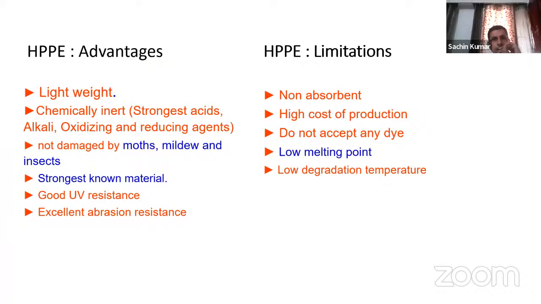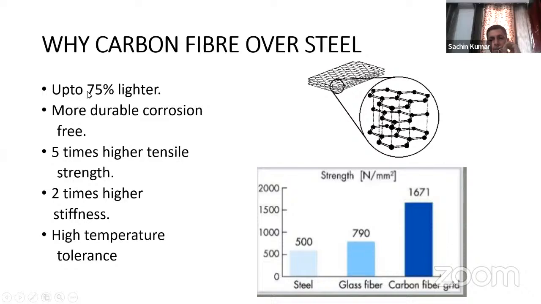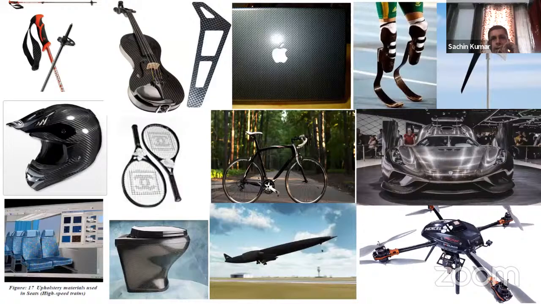Another fiber is carbon fiber, which is again highly thermally stable. This is made from PAN, polyacrylonitrile, which is used for acrylic fibers. Its properties are: 75% lighter than steel, more durable, non-corrosive, almost 5 times stronger than steel, and stiffer. But a major limitation of this is that it is always available in black color. You can't make another color out of this. Otherwise, it is among the strongest available fibers. So for these kinds of applications, bicycles, rackets, helmets, car bodies, we are using it.